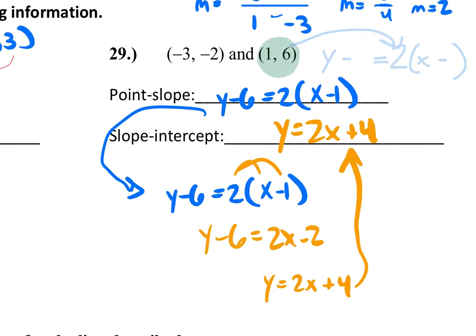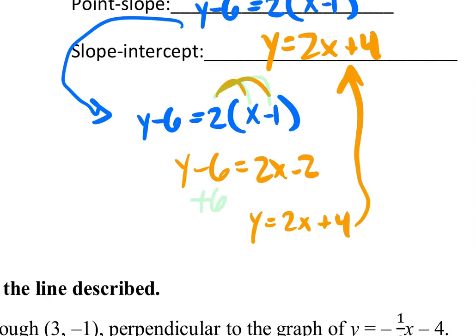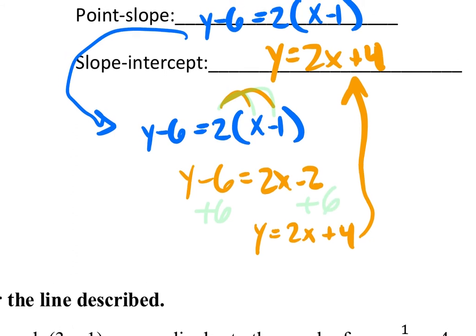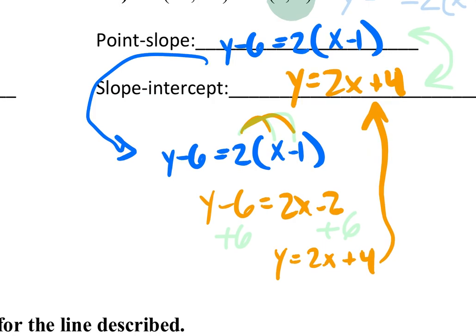So then, to find slope-intercept, all I did was take my point slope and solve it for y by distributing the 2 and then adding the 6 to both sides. These guys are the exact same equation, just in different forms.